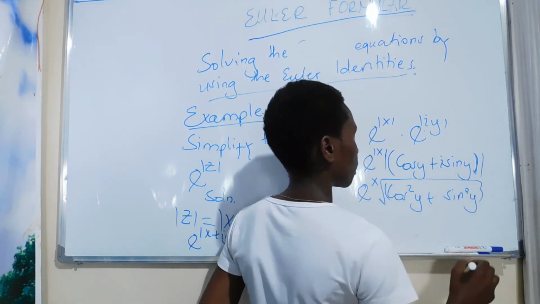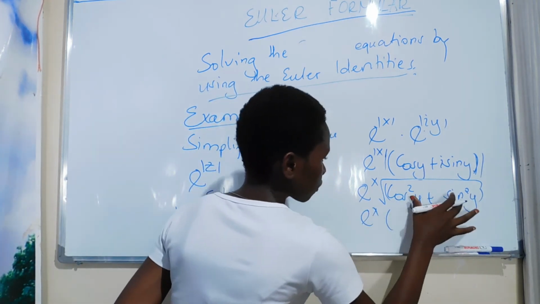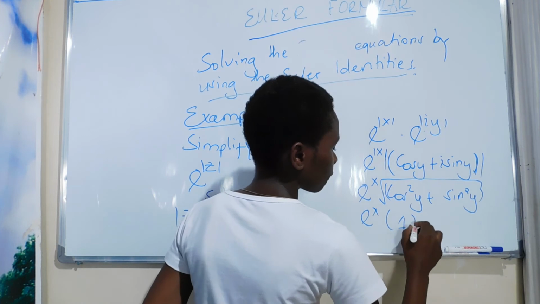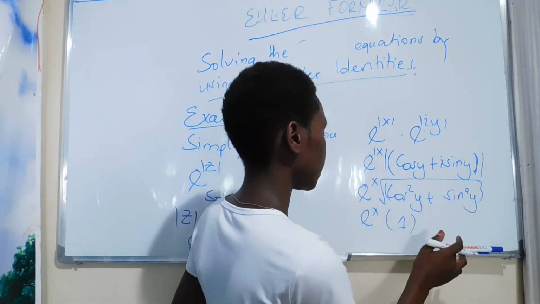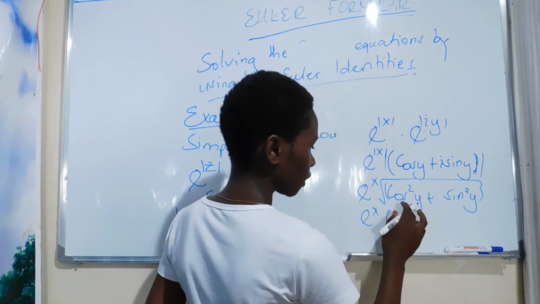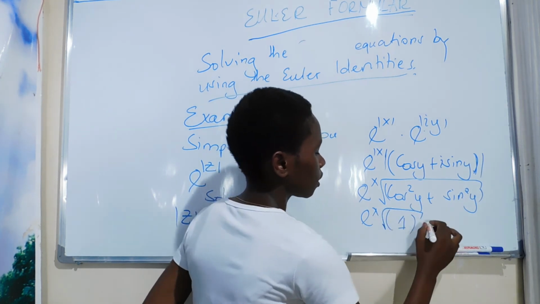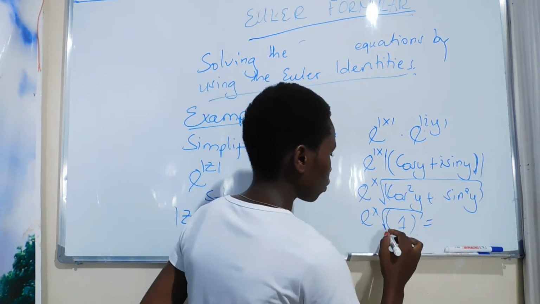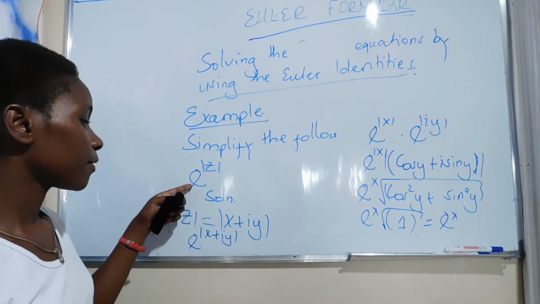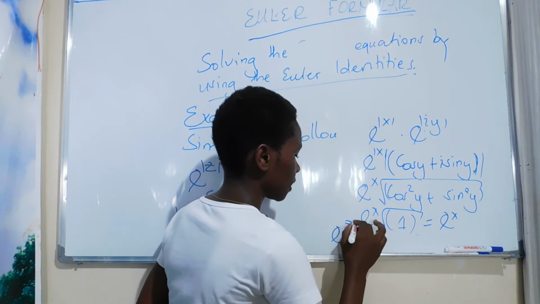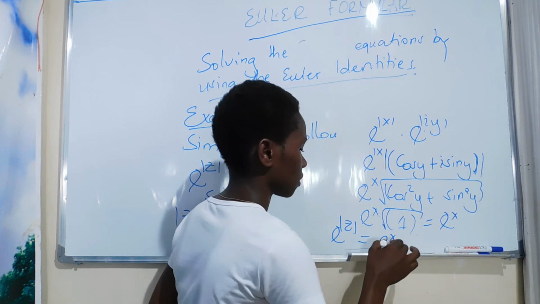Going to find the modulus, it will remain e^x times the square root of cos squared y plus sin squared y. See the way of finding the modulus. For e^x. This thing inside is equal to 1 from the algebraic identities and trigonometric ratio identities. Cos squared y plus sin squared y is equal to 1. The square root of 1 is also 1. So this is equal to e^x. So in simplifying the absolute value of e^z, this is equal to e^x.